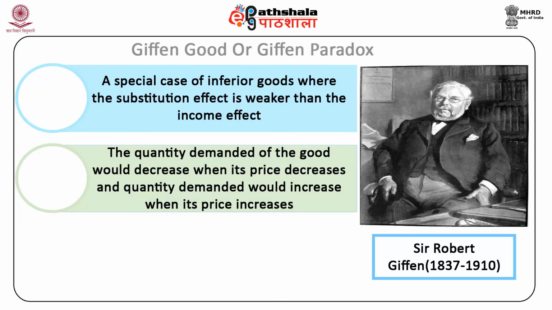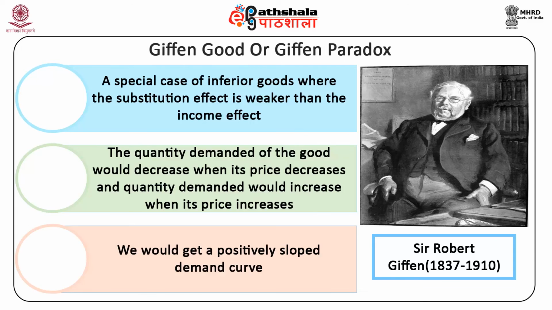In this case, the quantity demanded of the good will decrease when its price decreases, and quantity demanded will increase when its price increases. In this special case, we will get a positively sloped demand curve, and such an inferior good is referred to as a Giffen good or Giffen paradox, named after the British economist and statistician Robert Giffen. You should note that all Giffen goods are inferior goods, but not all inferior goods are Giffen goods.